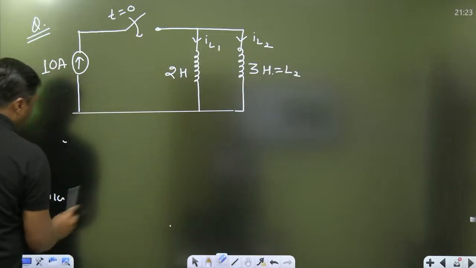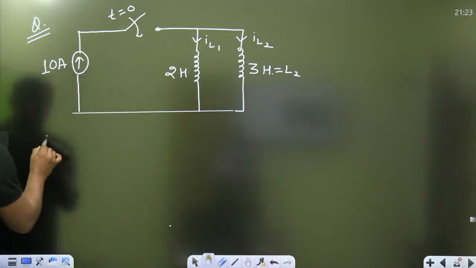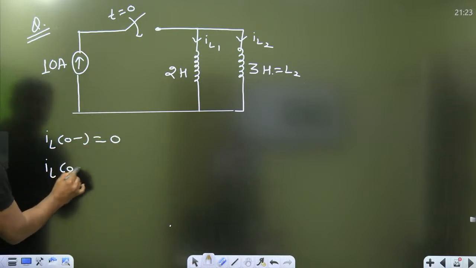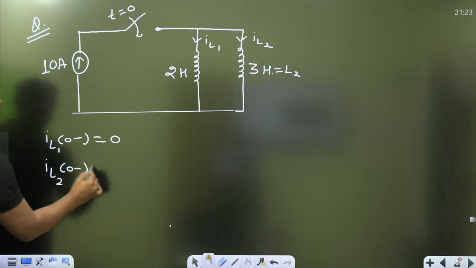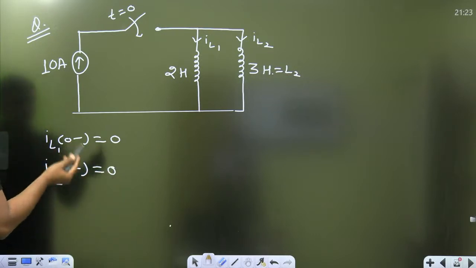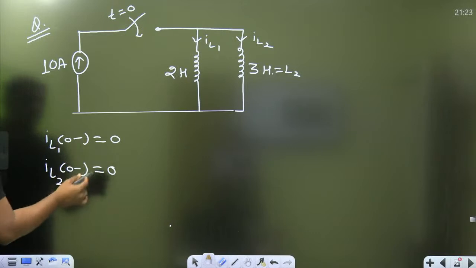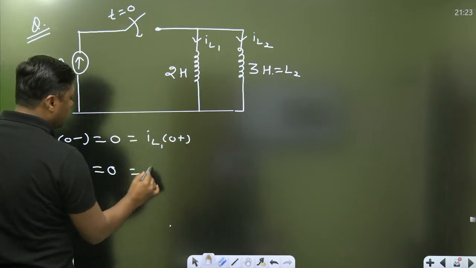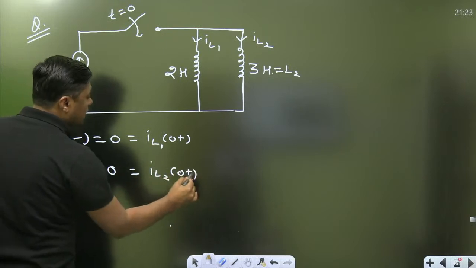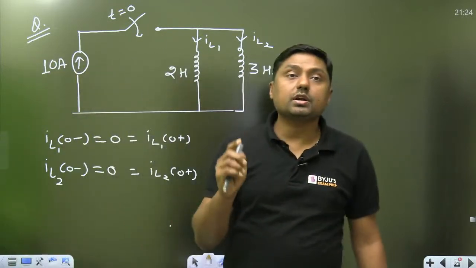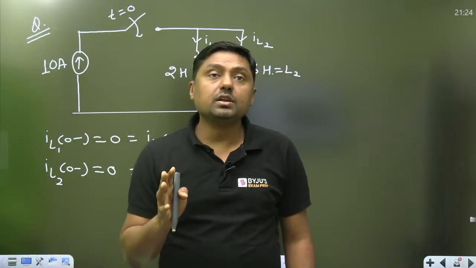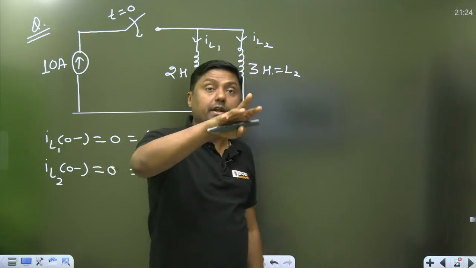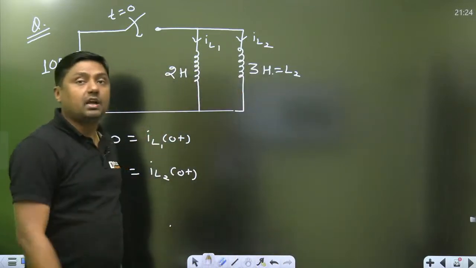What is the initial voltage? Initially it is unenergized. So IL2 at 0 negative is equal to 0. According to the normal concept, inductor does not allow sudden change. It should be equal to IL at 0 positive. Yes or no? You are giving the answer. Why? In general case, inductor does not allow sudden change of current. Yes, Dheer, now you are getting this. Yes, that is the right answer.